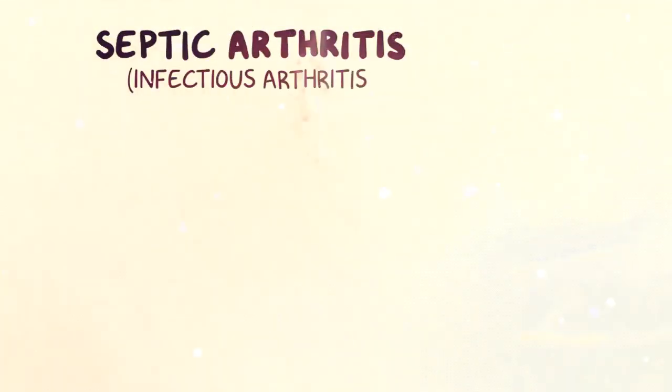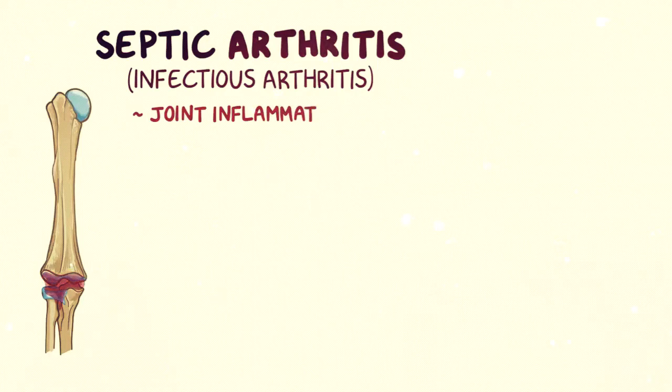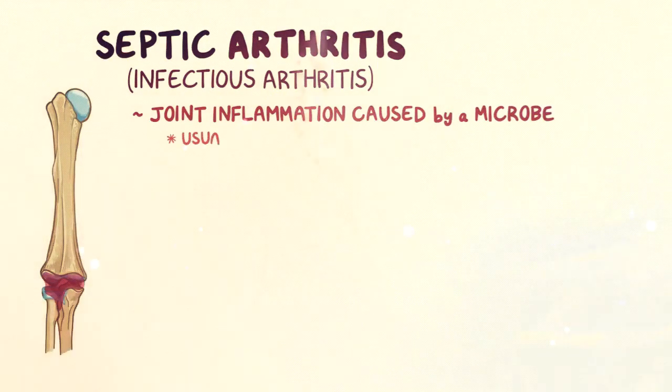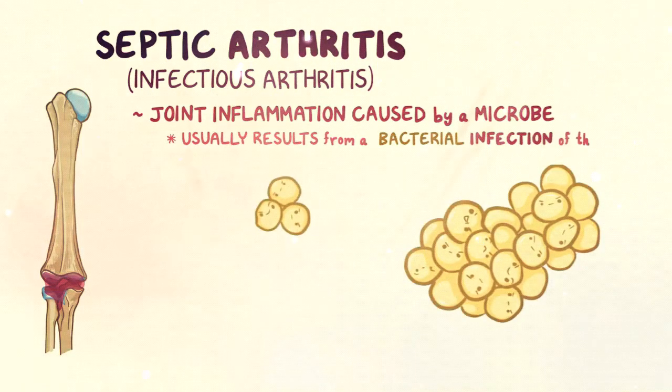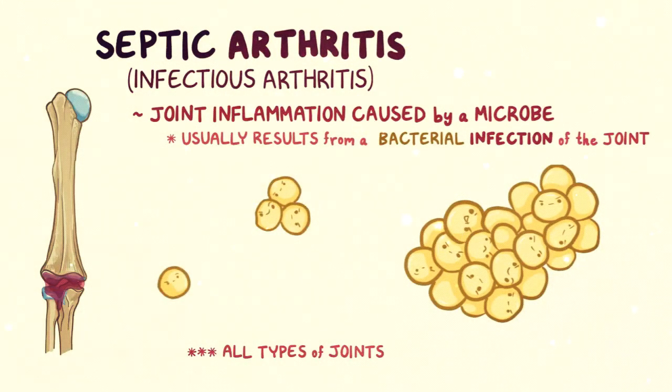Septic arthritis, which is also called infectious arthritis, refers to any joint inflammation caused by a microbe, and usually it results from a bacterial infection of the joint. All types of joints, fibrous, cartilaginous, and synovial joints, can get infected, so let's just use the synovial type as an example.